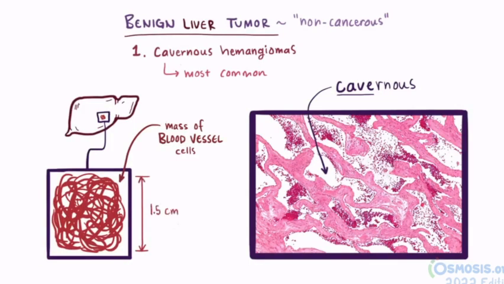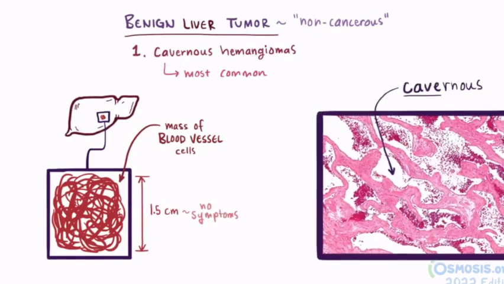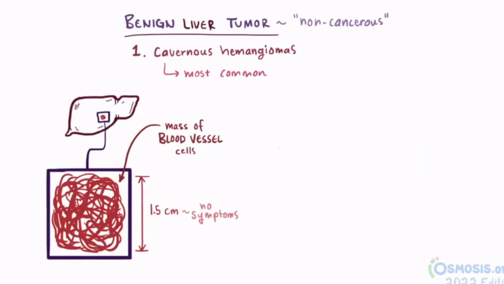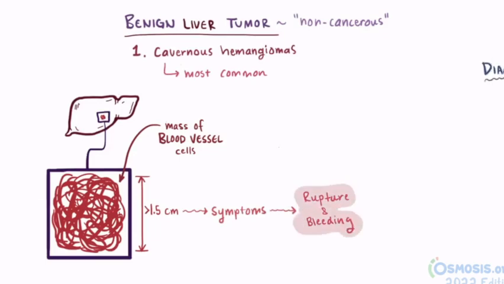Although these vascular spaces look huge on histology, most patients have relatively small lesions, usually less than 1.5 centimeters, and therefore they don't have any symptoms. In more rare cases, with larger lesions, patients might develop symptoms and in very rare cases experience rupture and intraperitoneal bleeding. Finding and diagnosing these hemangiomas can be done through several imaging techniques like ultrasound, CT scans, and MRI.